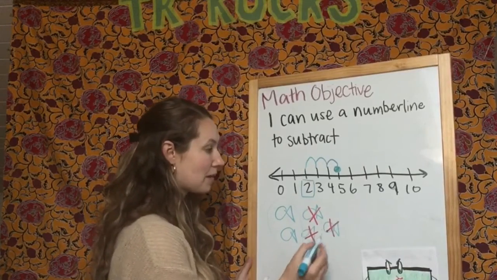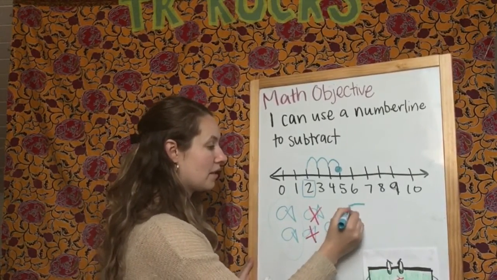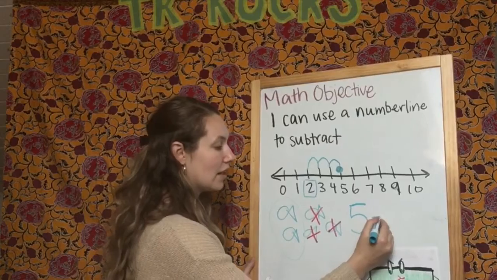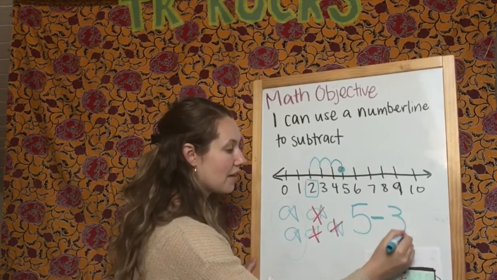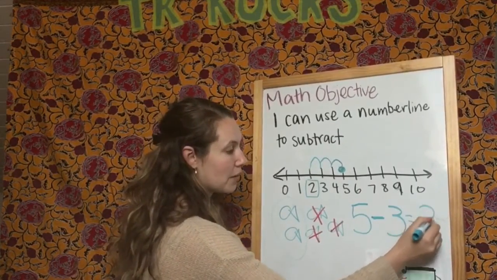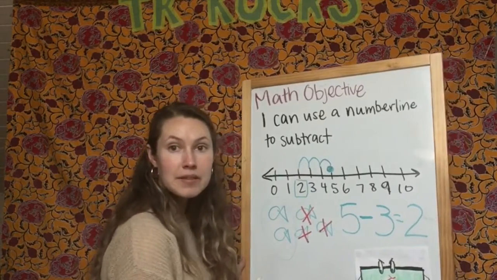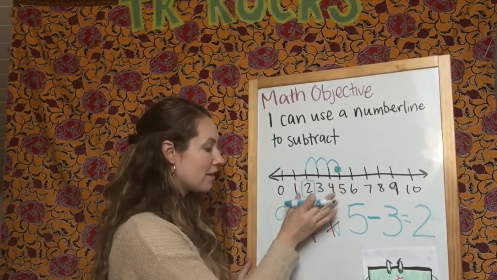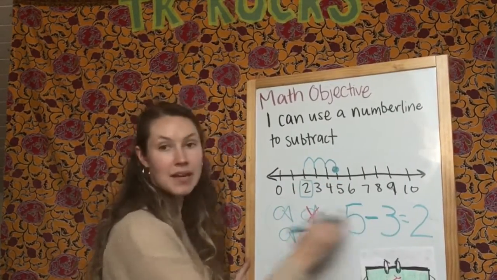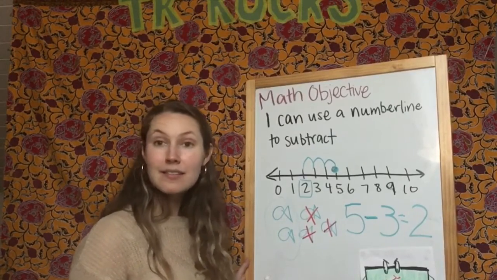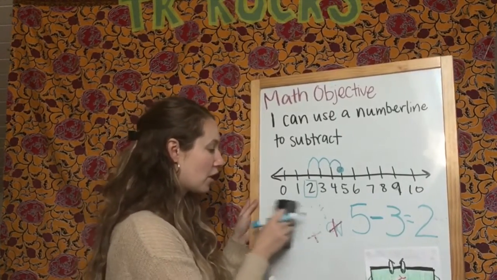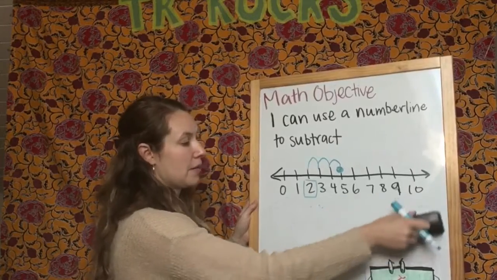Now let's say I need to write my number sentence about that. I started with 5. Linus came and he took away 3. And I am left with 2. So I was able to show on the number line from the story problem I described and write my number sentence. Let's do another example so we really are sure that we know what we're talking about here.